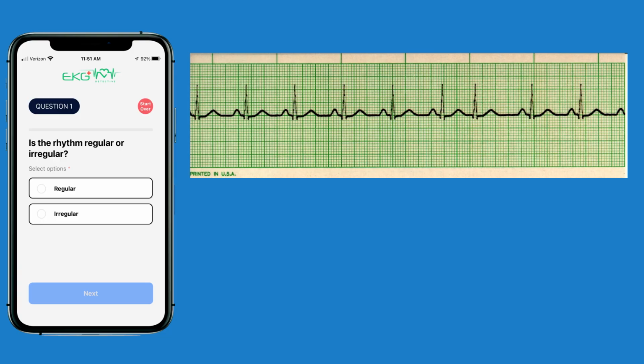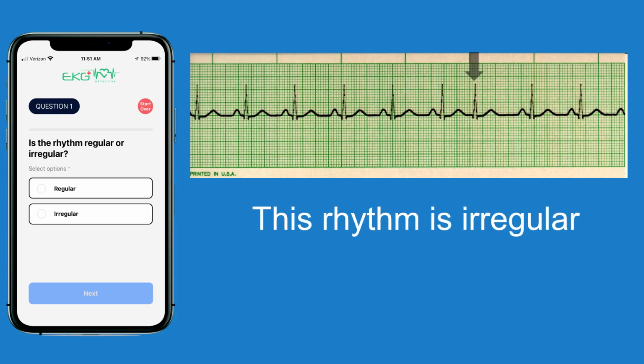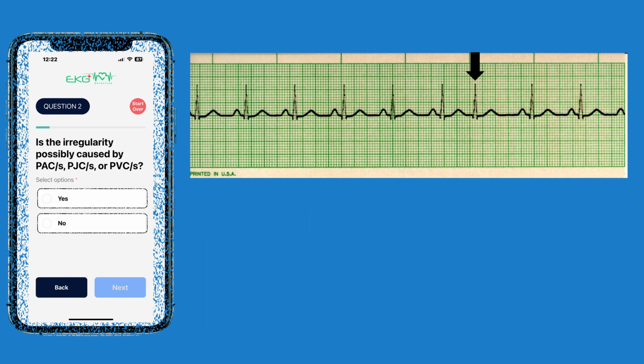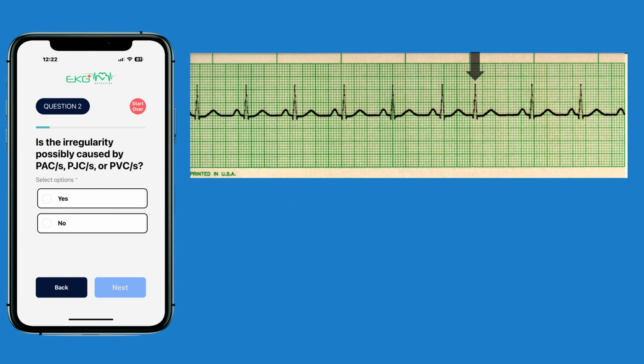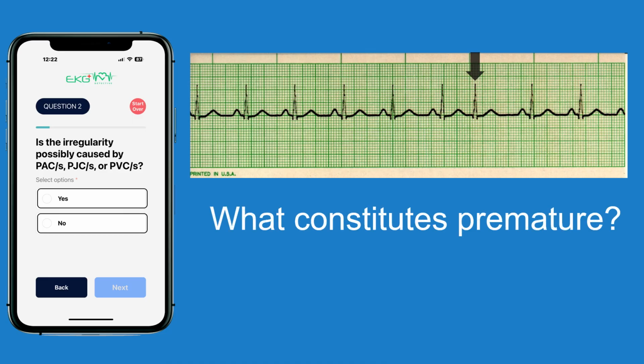Jumping into the app, the first question that's always asked is if the rhythm is regular or irregular. Ectopic beats tend to create an irregularity within the rhythm. So this rhythm is irregular. So we will select irregular and then hit next to go to the next screen. The next question it's going to ask us is if the irregularity is caused by PACs, PJCs, or PVCs. So before we actually answer this question, let's go ahead and take a look at what constitutes a premature beat.